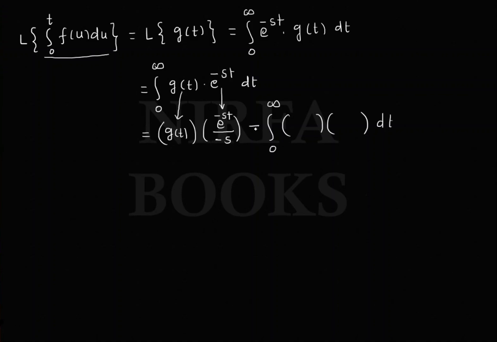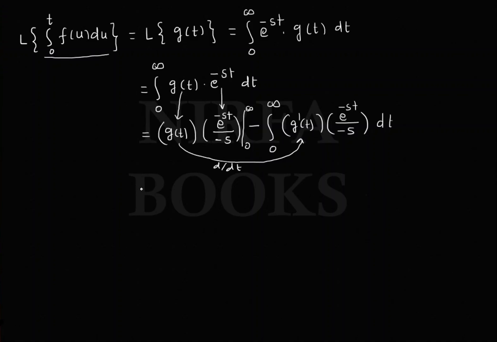All right. Now the time is to fill these two brackets. Now this first function, take its derivative and put it here. The derivative of g of t is g dash t. And this bracketed quantity, keep as it is here, e to the power minus st divided by minus s. And here I am giving the limits from 0 to infinity.